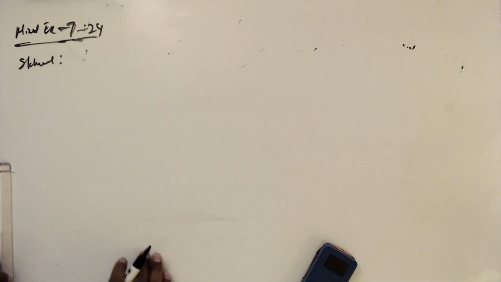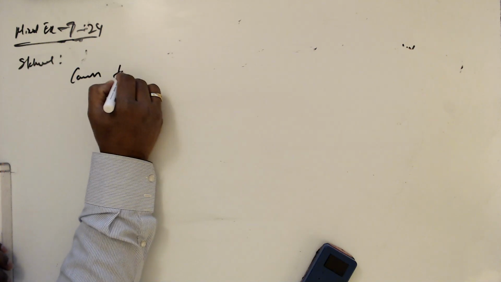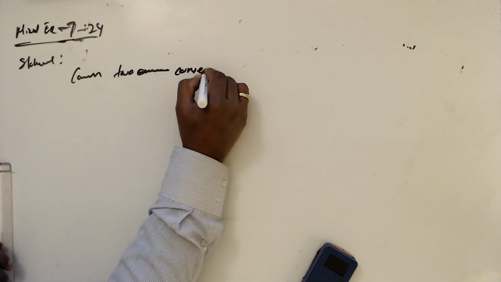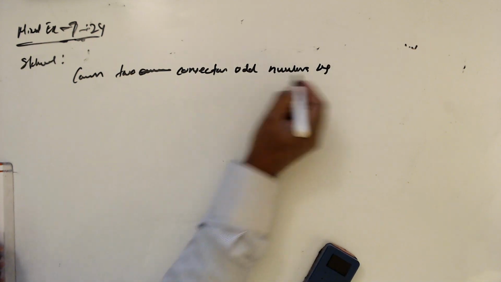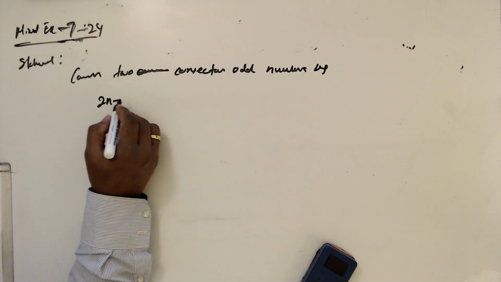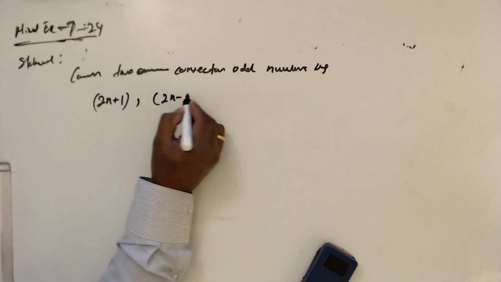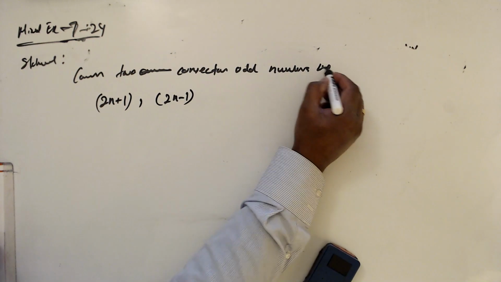So part B, we'll check whether this is okay for odd numbers. So consider two consecutive odd numbers. 2n is an even number. When you add 1 you get an odd number. Another one is when you subtract 1, you still get an odd number. Consider these odd numbers.